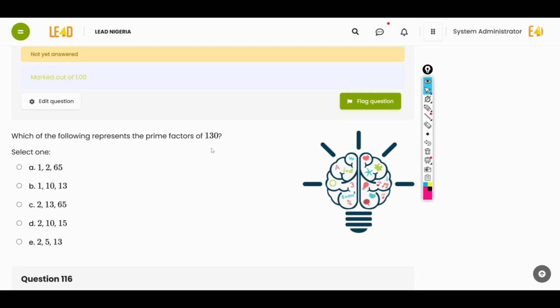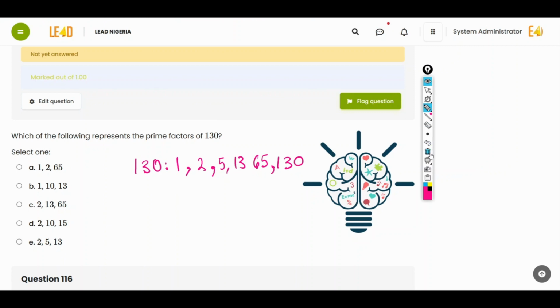115 says, which of the following represents the prime factors of 130? Okay, so if I try to list out the factors of 130, I would have 1 and 130. I would have 2, because it's an even number. When you divide that, you find out that it's 65. We also know 5, and 5 and 13.